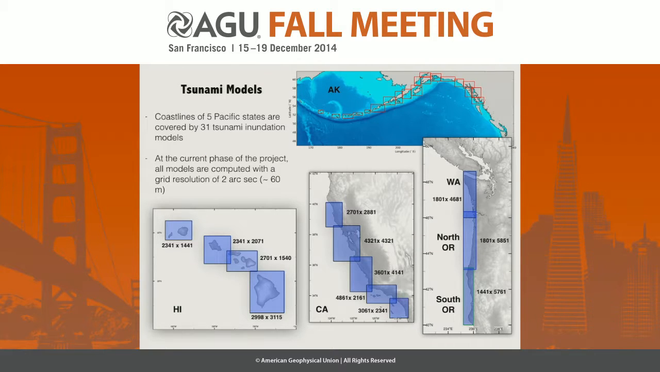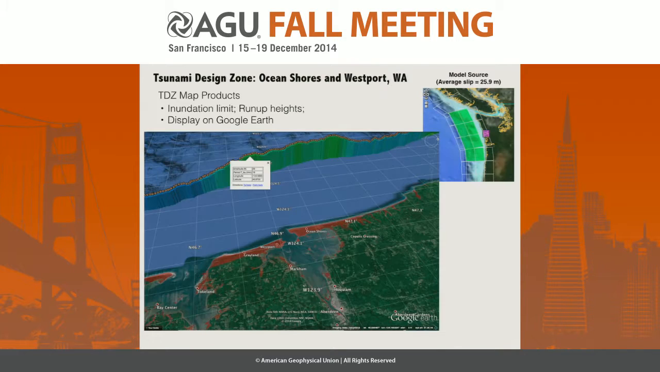So after we get the sources, we will use our inundation models to compute the tsunami design zone. So right now we have come up with a total of 31 tsunami inundation models to cover the entire coastline for the 5 states. Specifically for Alaska, we use 20 models to cover that coastline. It's a long coastline. So all those models will be computed at the current stage with 2 arcseconds and about 6-meter resolution.